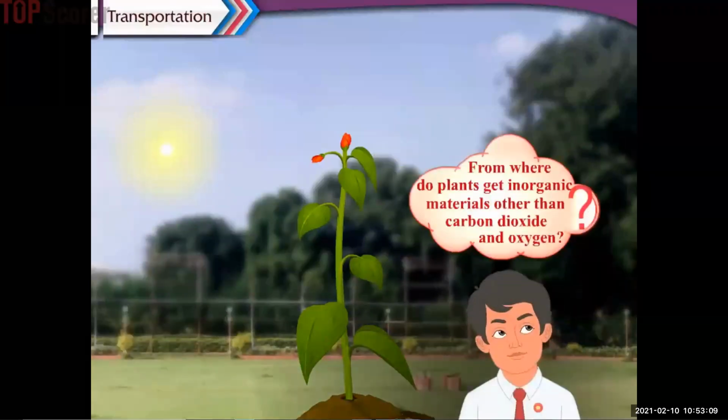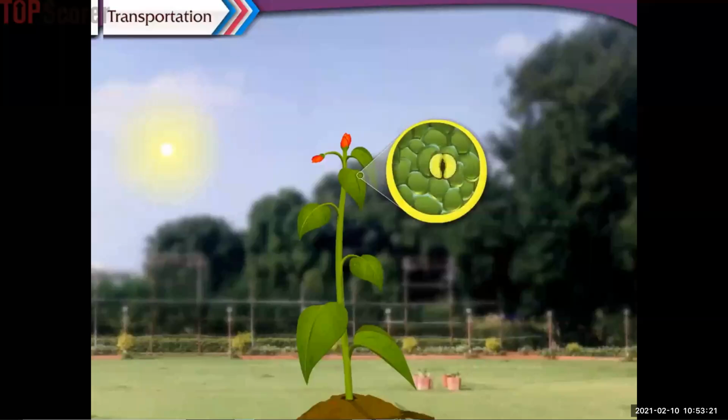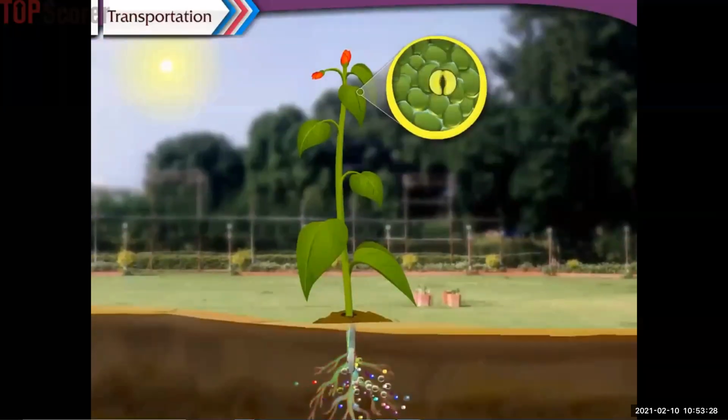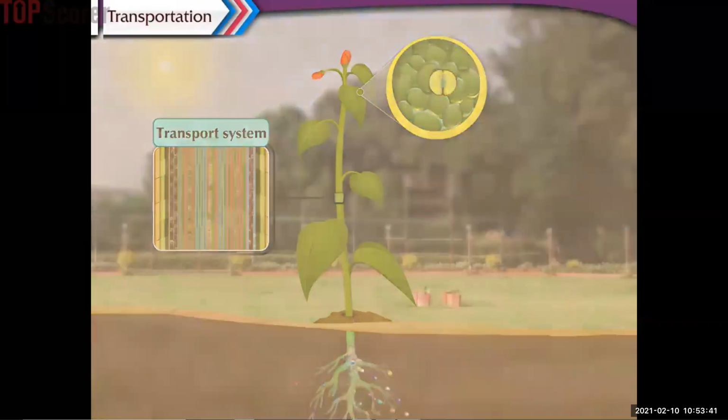From where do plants get inorganic materials other than carbon dioxide and oxygen? Plants absorb carbon dioxide and oxygen from air through gaseous exchange, which occurs through stomata. The other inorganic materials are absorbed from the soil with the help of the root system. The absorbed substances are then supplied to the required parts through a transport system. Now let us study the transport system in plants. Transportation in plants.